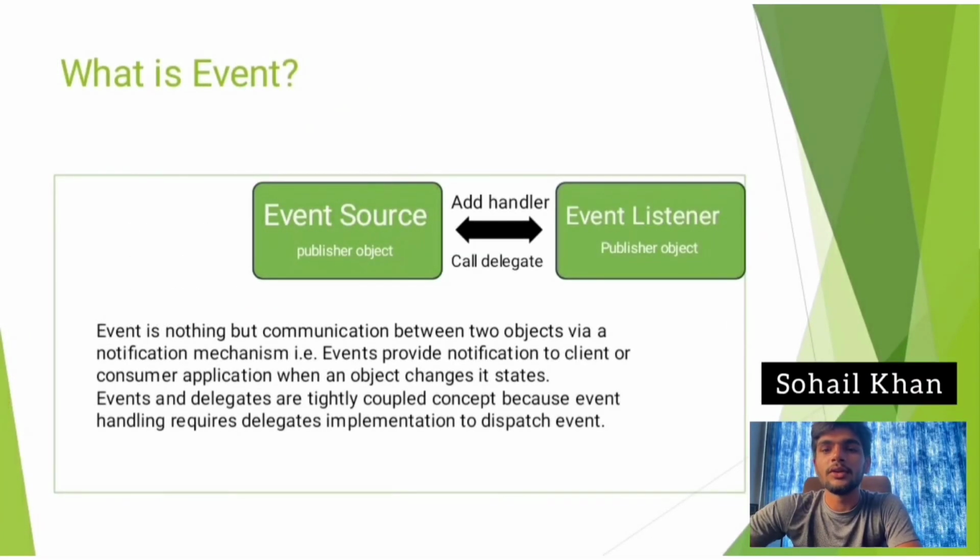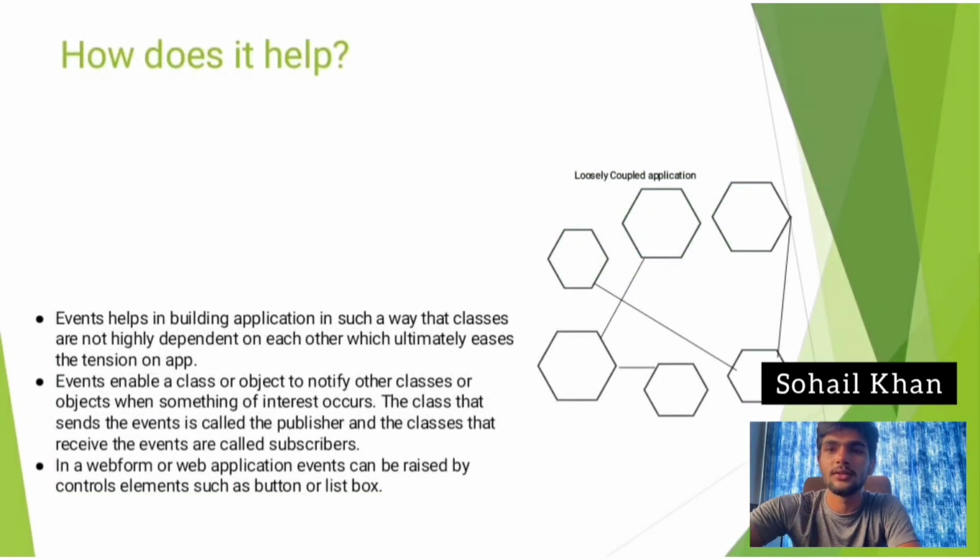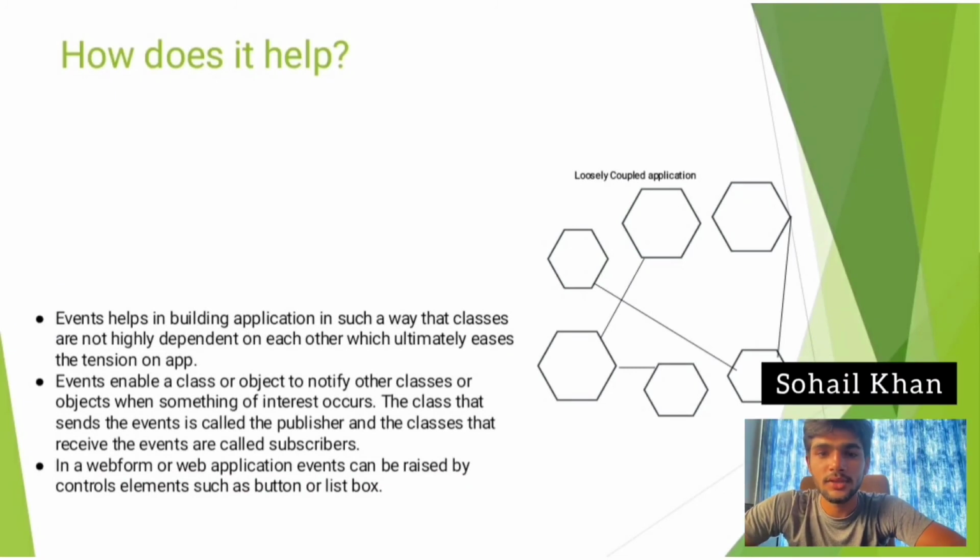Event is nothing but communication between two objects via a notification mechanism. Events and delegates are tightly coupled concepts, because event handling requires delegate implementations to dispatch the event. How does it help? Events help in building applications in such a way that classes are not highly dependent on each other, which ultimately eases the maintenance of the app. Events enable a class or object to notify other classes or objects when something of interest occurs. The class that sends the event is called the publisher, and the classes that receive the event are called subscribers.